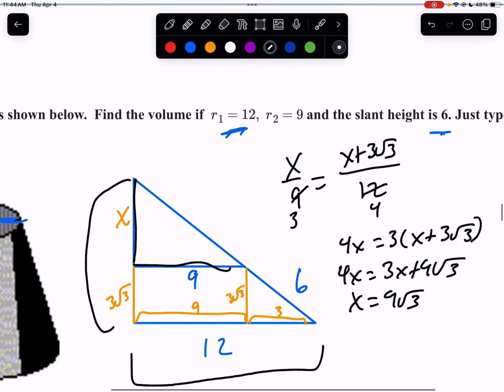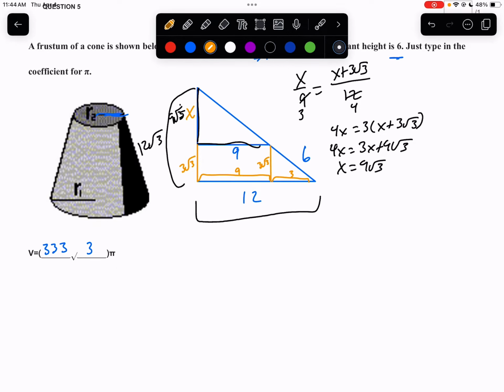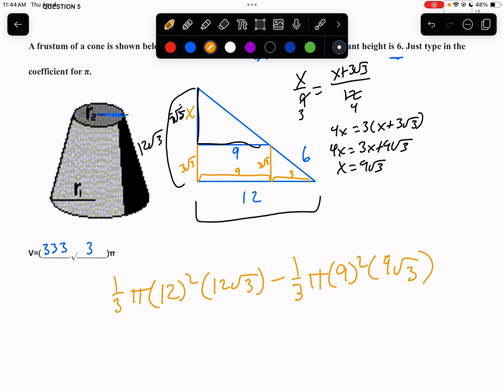That means that this x is 9 root 3. But the number we care about is the entire thing, which is 12 root 3. So the entire height's 12 root 3. And then we go to volume. We're going to do the volume of the big cone. So 1/3 pi times big radius squared times big height, 12 root 3, minus 1/3 pi times little radius squared times little height, 9 root 3.